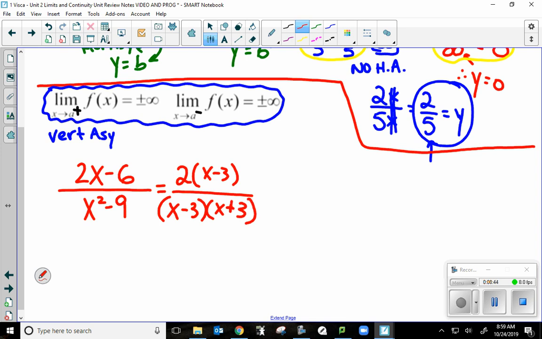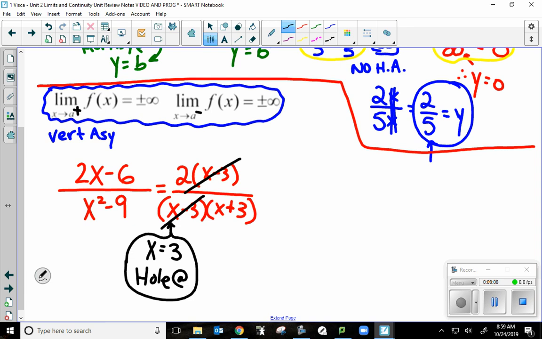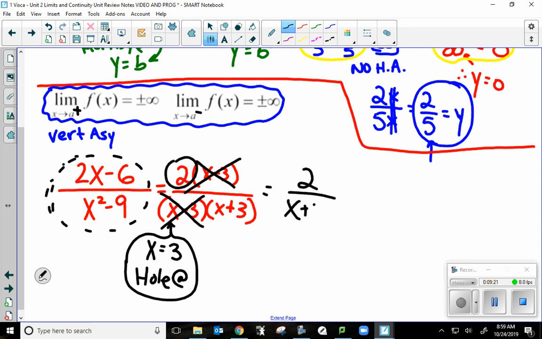So we got to be careful with what makes this undefined, because my x minus 3's cancel. X being positive 3 would have made this undefined. But when it's canceled, that means there's a hole, not an asymptote. There's a hole at positive 3, not an asymptote, because that's no longer in our equation. It was in our original equation. That made this original one undefined. But this acts just like this does. What I have left is 2 over x plus 3.